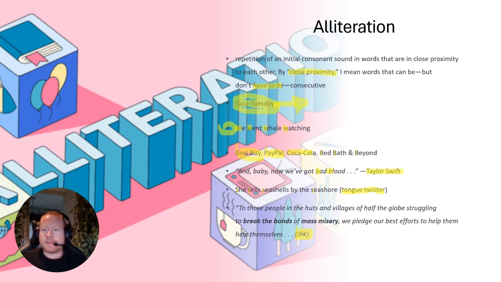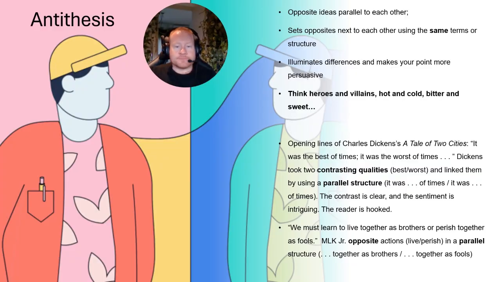So this was the first, alliteration. Today we're going to talk about five, I believe, five or six, including alliteration. Next one, antithesis. Opposite ideas parallel to each other.